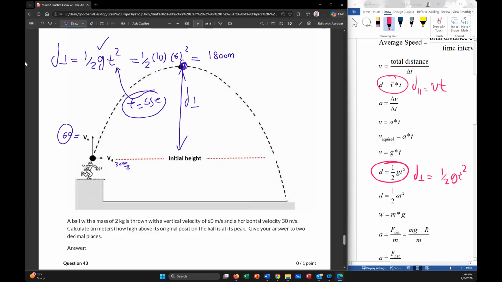Okay, so I need to find the vertical distance. The problem is telling how high it goes. I need to find the vertical distance. Vertical distance is 1 over 2 g t squared. Good? Okay, I have the vertical velocity, 60 meters per second. This helps me find the time, how long it takes to go to the top, because in my formula I need time, yes? If I find the time, I can calculate the vertical distance. It takes 6 seconds. I plug this 6 seconds into the formula, and then I calculate.